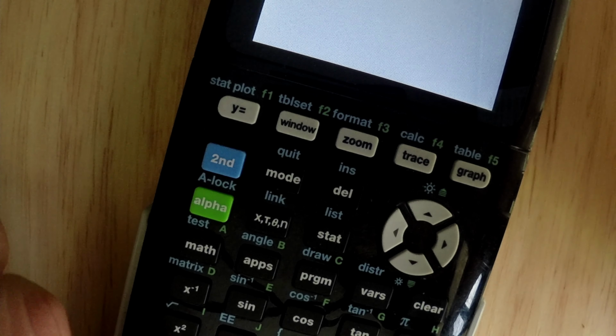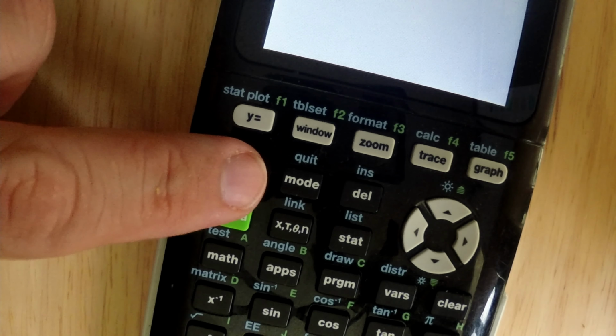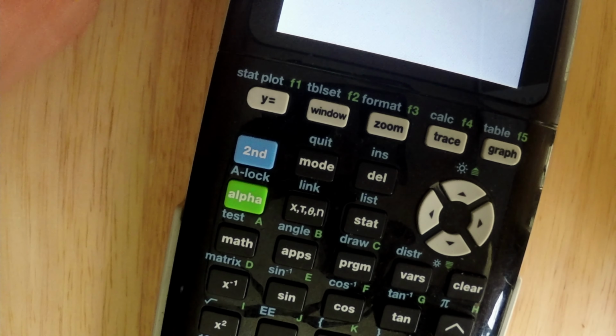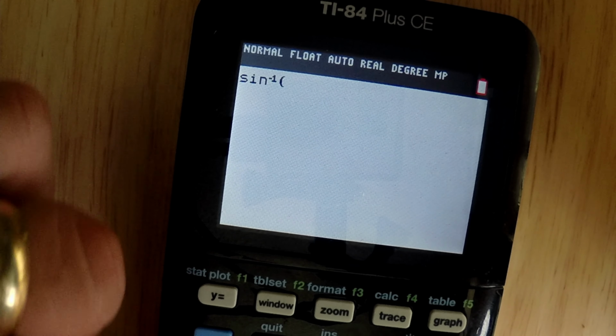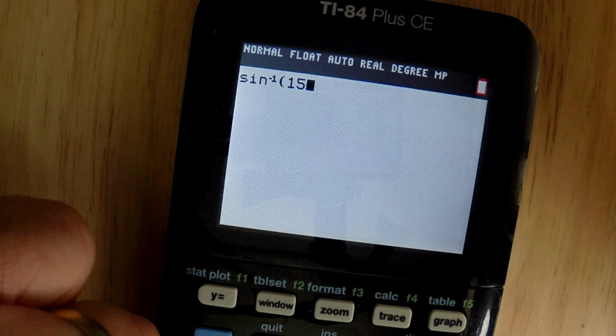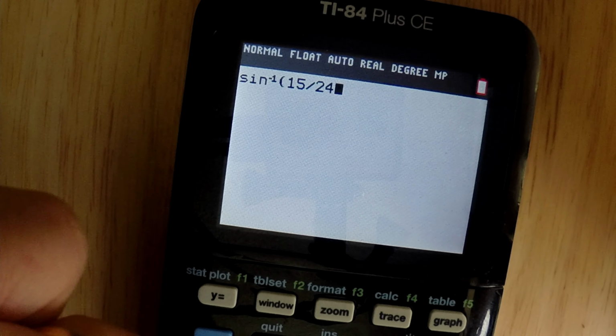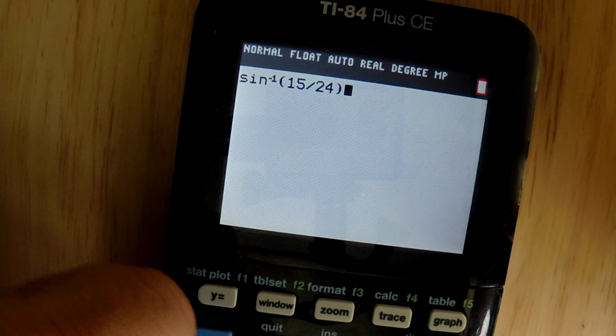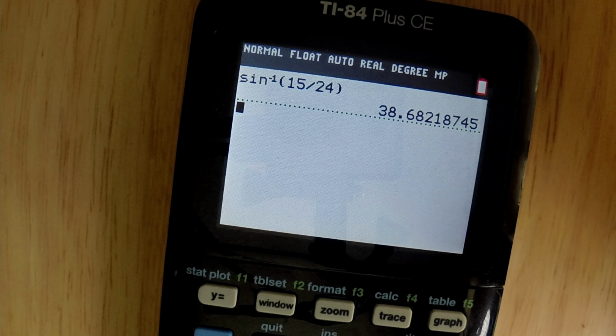We plugged it into our calculator. We said second sine, right? And it gave us inverse sine of 15 over 24. Close my parentheses, and then I just hit enter, and there it is, 38.7.